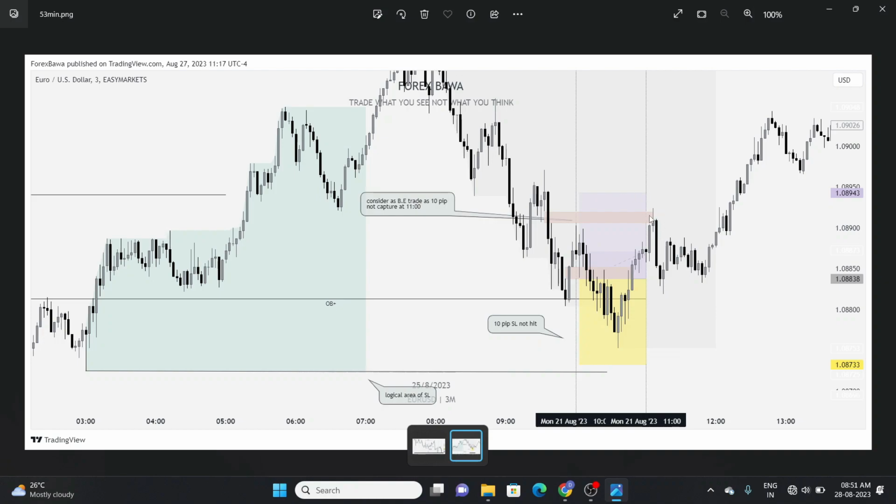If we didn't get our target, consider it as 10 pip not captured between these two time windows. All right, from 10 a.m. to 11 a.m., if we didn't get our TP, we should move our stop loss to break even or cut it according to market conditions. All right, so you can see that we can get a loss here, or if you see this is the fair value gap, you can react, you can partially book here.